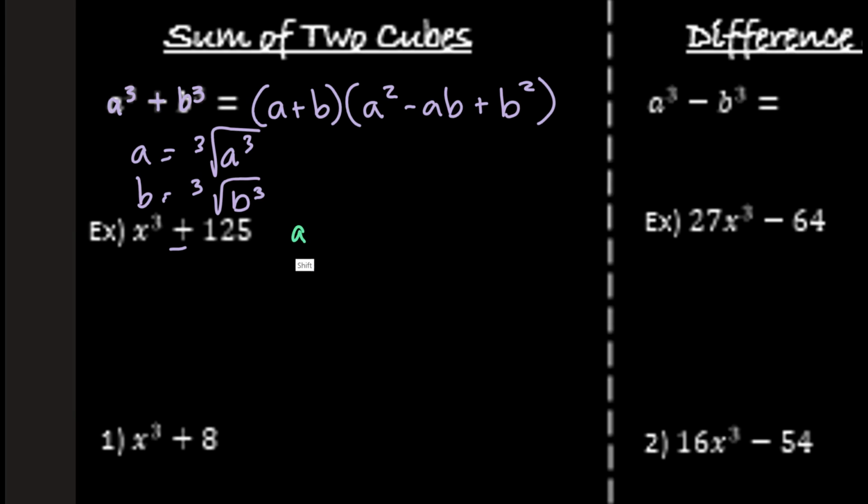So our a term here is the cube root of x cubed, which is what? x. Cube rooting and cubing are opposite operations. They cancel each other out. So I'm just left with x. What is the cube root of 125? 5.